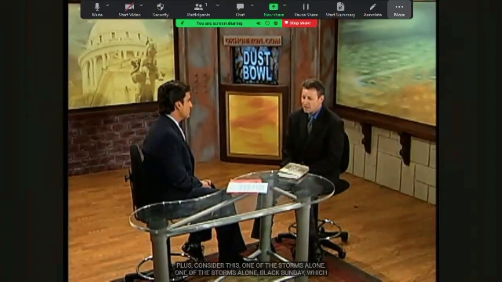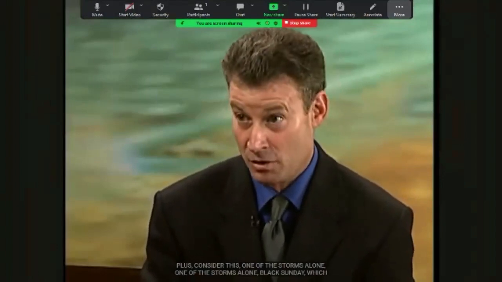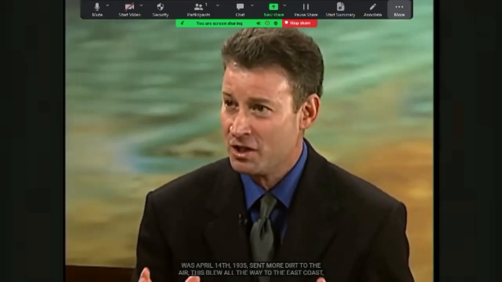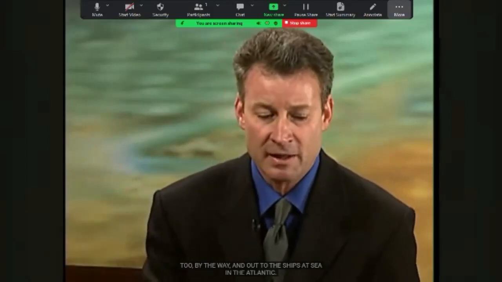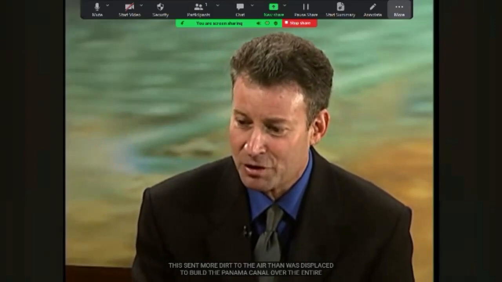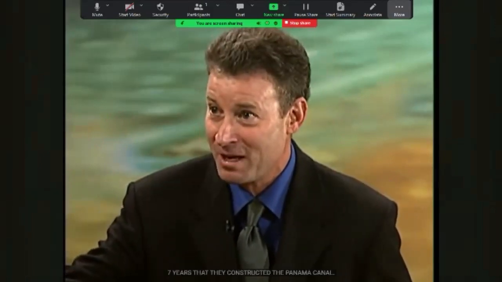So just imagine a huge swath of the American fabric, just its ancient topsoil just ripped and thrown to the sky. Plus, consider this, one of the storms alone, Black Sunday, which was April 14th, 1935, sent more dirt to the air. This blew all the way to the East Coast too, by the way, and out to the ships at sea in the Atlantic. Just sent more dirt to the air than was displaced to build the Panama Canal over the entire 7 years that they constructed the Panama Canal.